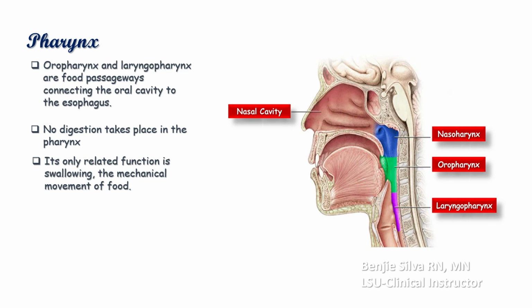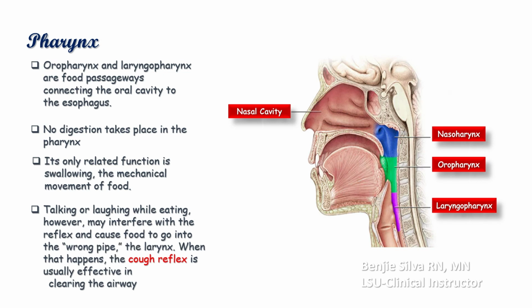Swallowing is rather complicated, but because it is a reflex, we do not have to think to do it correctly. Talking or laughter may interfere with the reflex and cause food to go into the wrong pipe, the larynx. When it happens, the cough reflex is usually effective in clearing the airway.